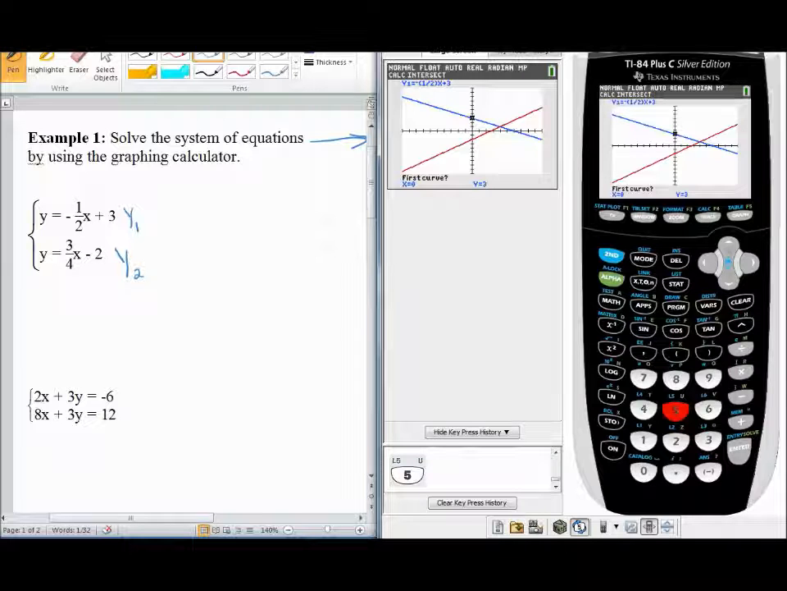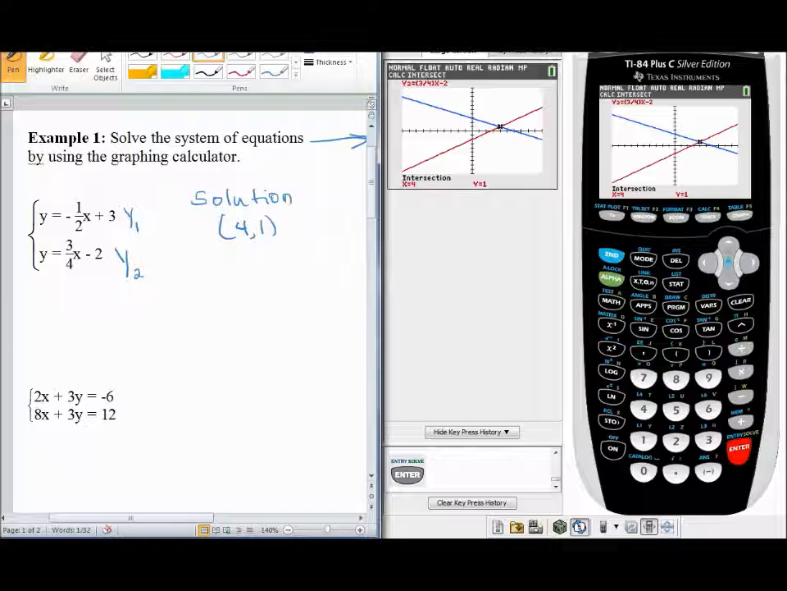Now, once we let the calculator finish drawing the graphs, it's going to ask me 3 questions. The first one says first curve. I'll hit enter. The second one says second curve. I'll hit enter. Then it'll say guess. I'll hit enter again, and then it'll give me the intersection. It says that the intersection is 4, 1. So that means that that's our solution. So for the first one, our solution is simply 4, 1.